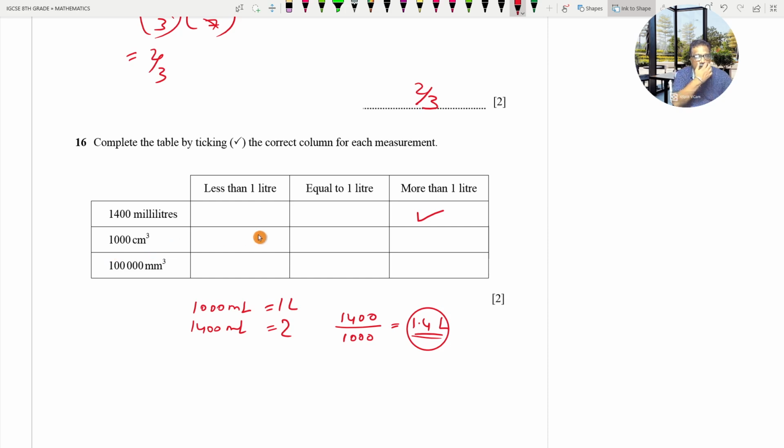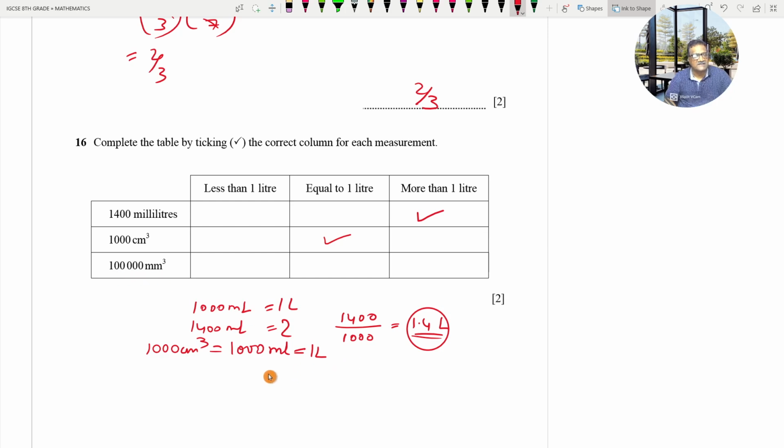Next, 1000 centimeter cube. Now 1000 centimeter cube is the same as 1000 ml. See, centimeter cube is nothing but ml only. So 1000 centimeter cube is the same as 1000 ml, and 1000 ml is nothing but 1 liter. So it is not less than 1 liter, and it is not more than 1 liter. It is equal to 1 liter. We'll put a tick mark over here.